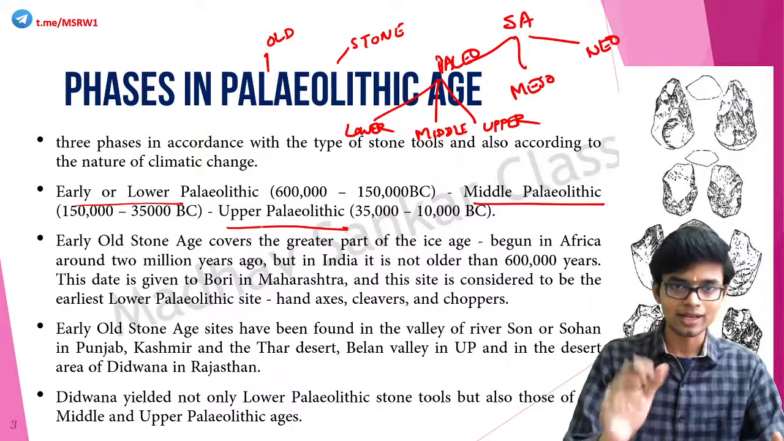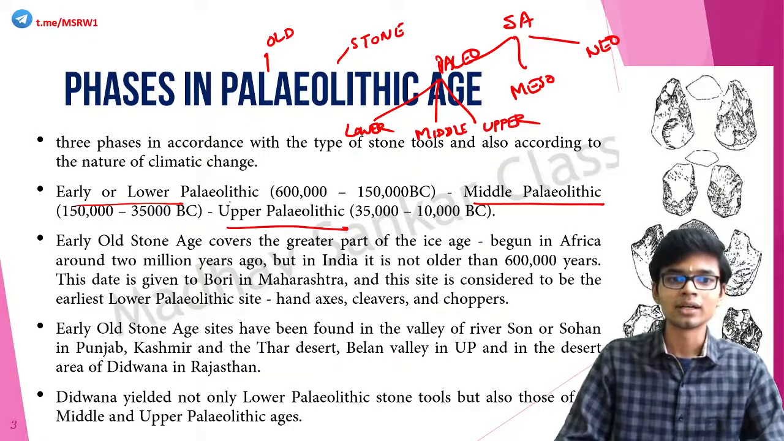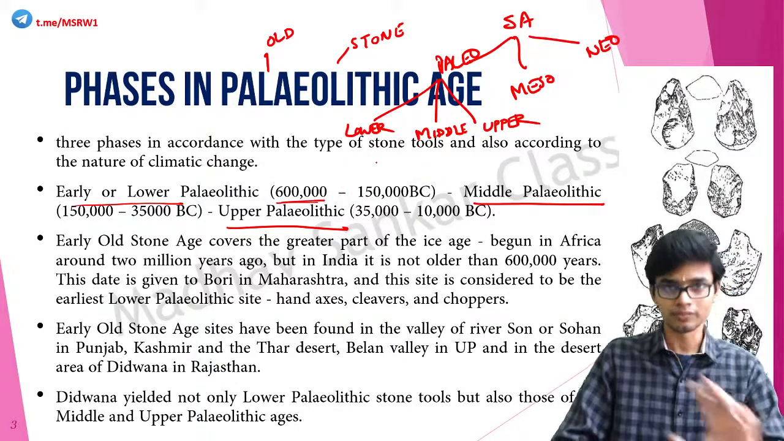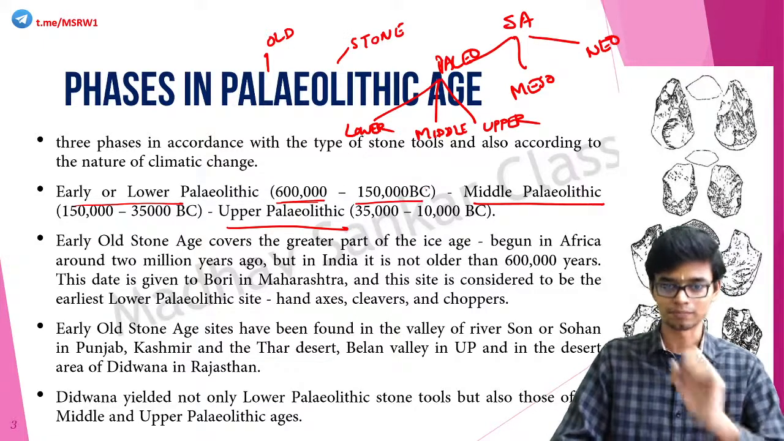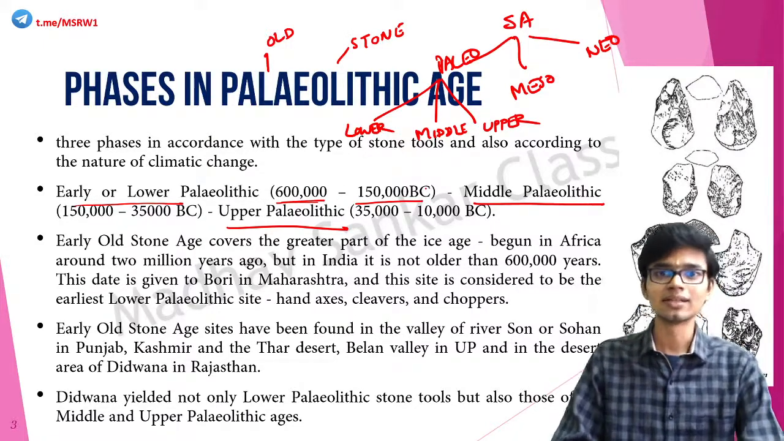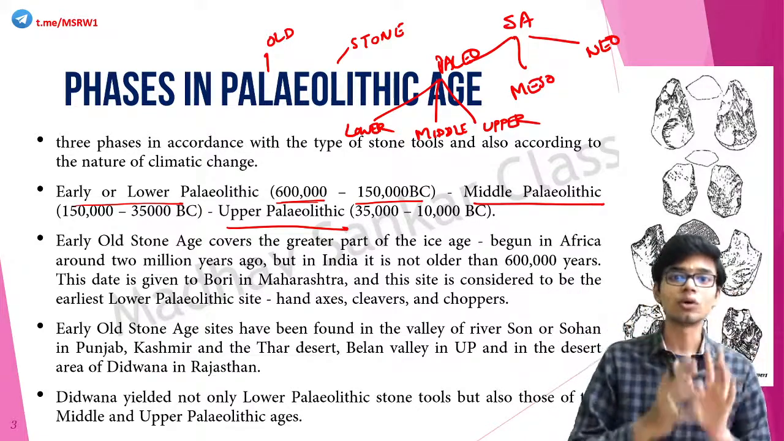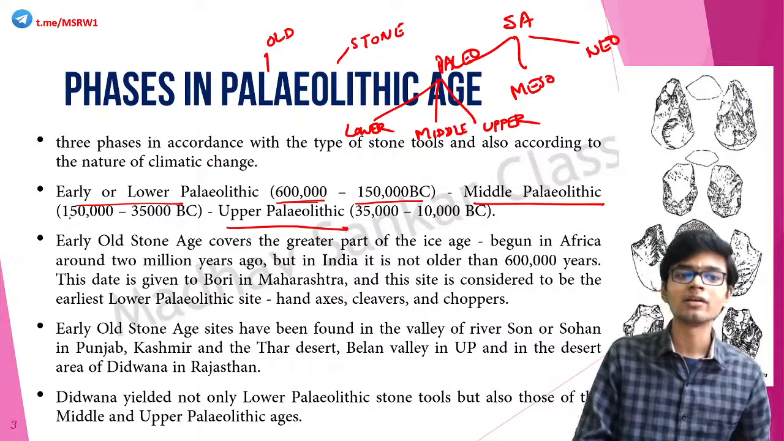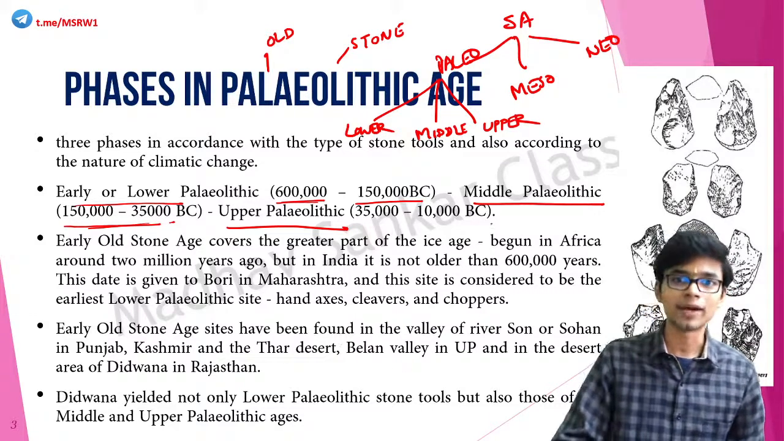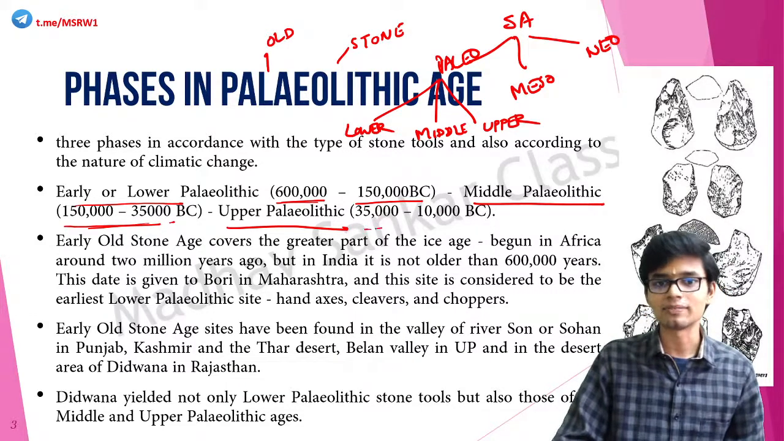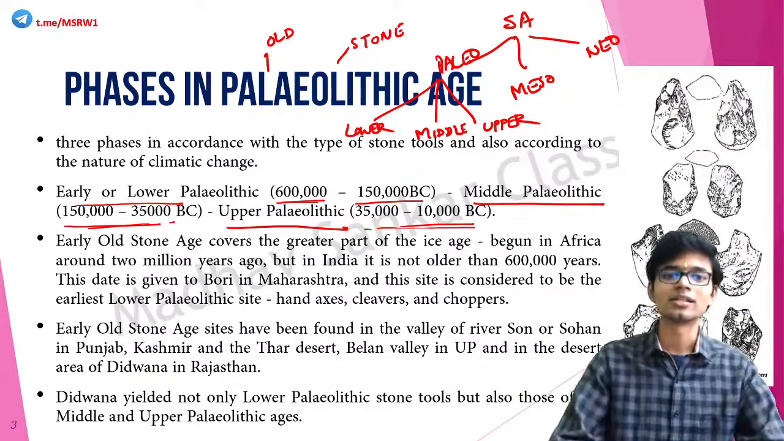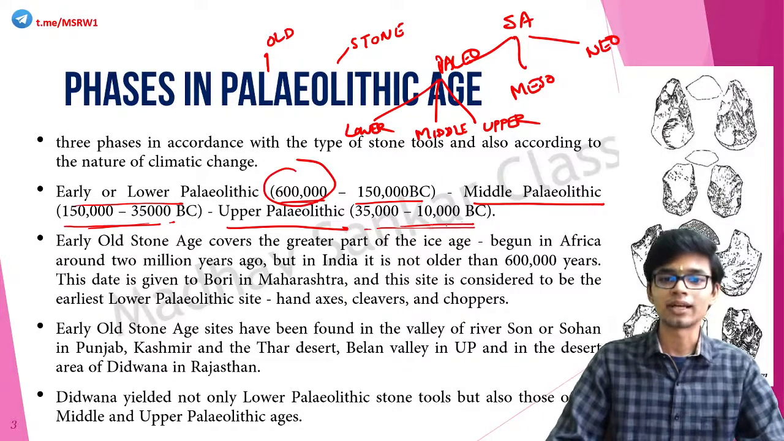A very brief idea about the period is also shown here. The early or lower Paleolithic period extends from 600,000 years ago, BC, to 150,000 BC. This is the rough estimated period. Then comes the Middle Paleolithic period, roughly between 150,000 BC and 35,000 BC. And finally, the Upper Paleolithic period, between 35,000 BC and 10,000 BC. So the entire Paleolithic period extends between 600,000 BC and 10,000 BC.